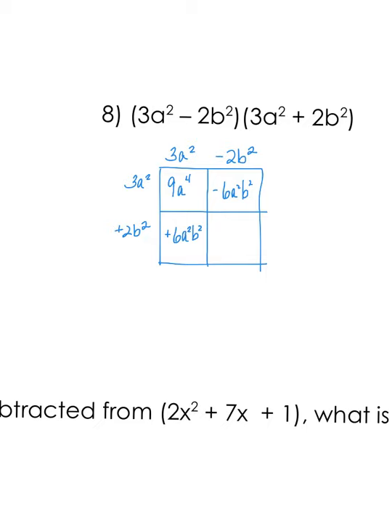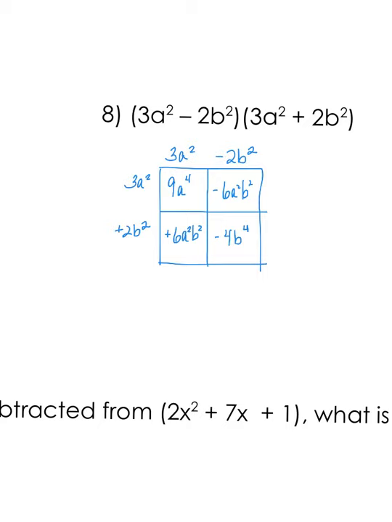Bottom right box is going to be a positive 2 times a negative 2. That's our negative 4. And we have b squared times b squared. Since they are the same variable, we keep the variable and we add the power. So it becomes b to the 4th. So far, this is what the area model looks like after doing the 4 multiplications, the distributive property doubling.